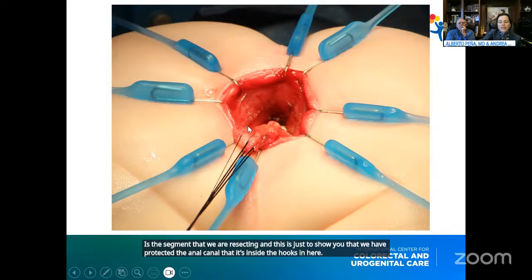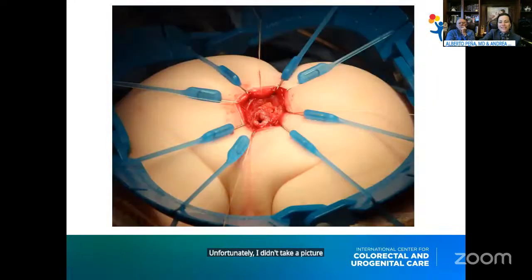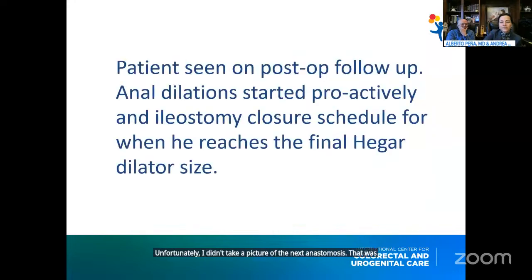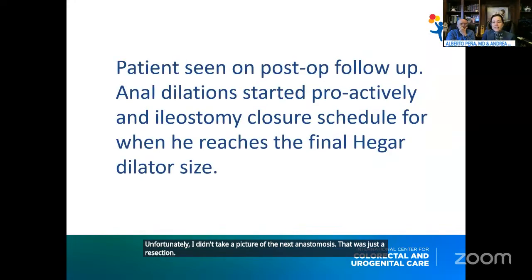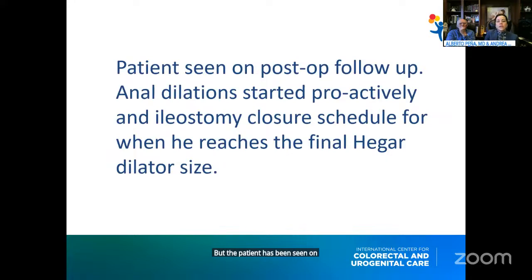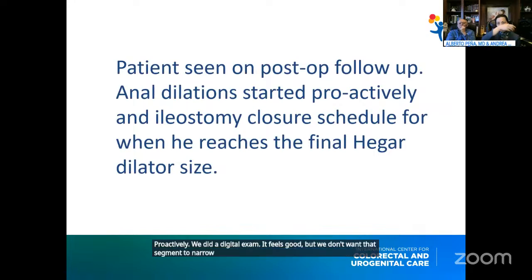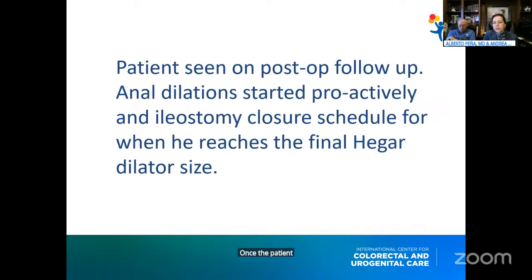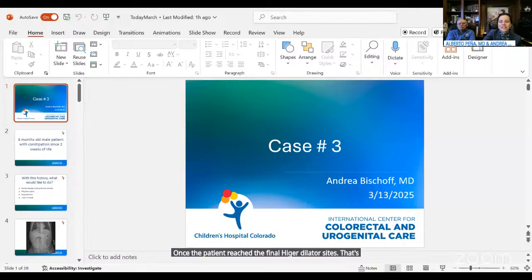Unfortunately, I didn't take a picture of the next anastomosis. That was just a resection. But the patient has been seen on post-op follow-up. We started anal dilations proactively. We did a digital exam. It feels good, but we don't want that segment to narrow. And we'll plan for ileostomy closure once the patient reaches the final Hegar dilator size. That's what I had.